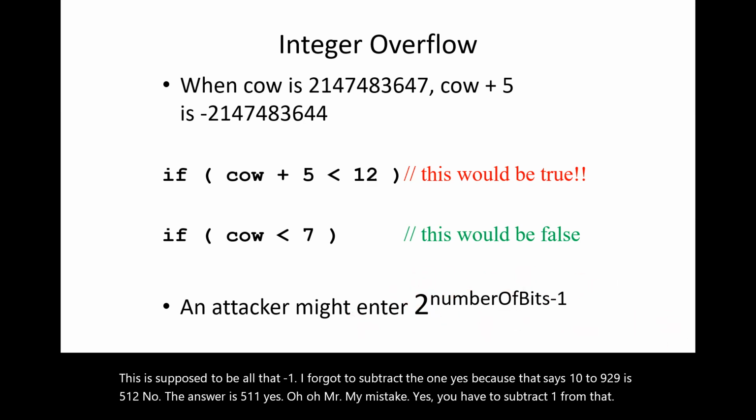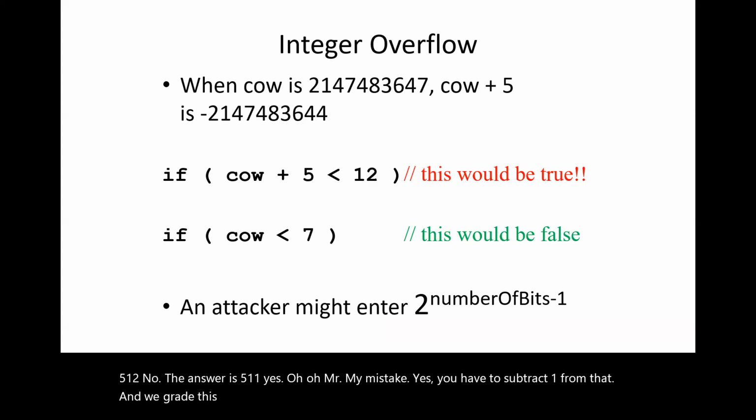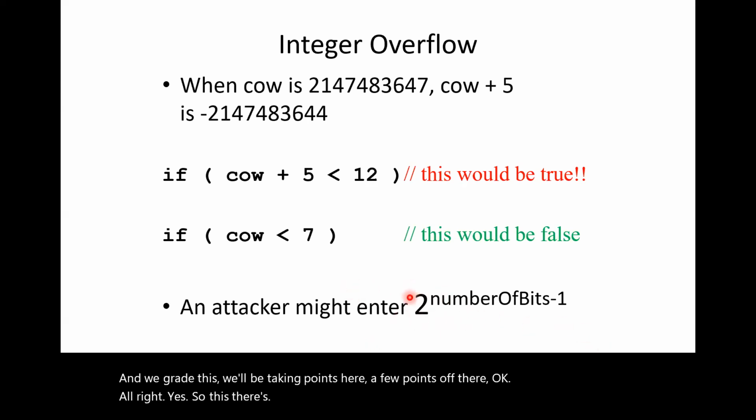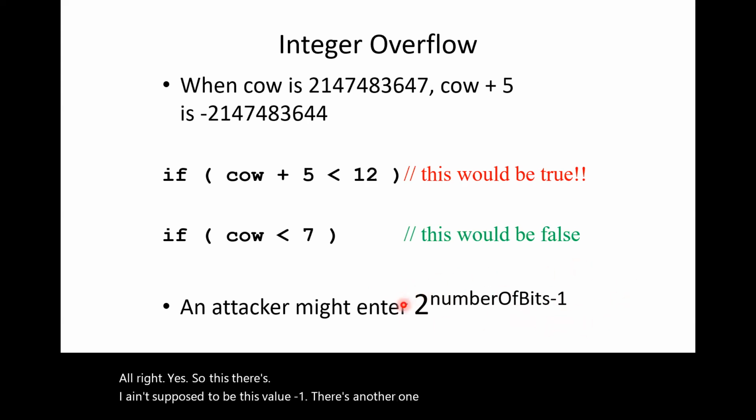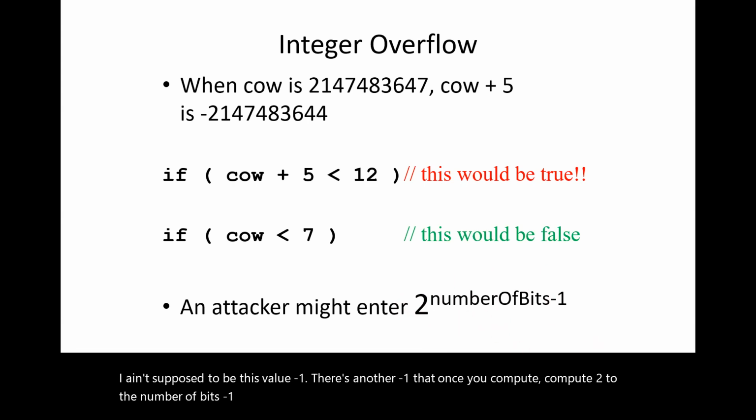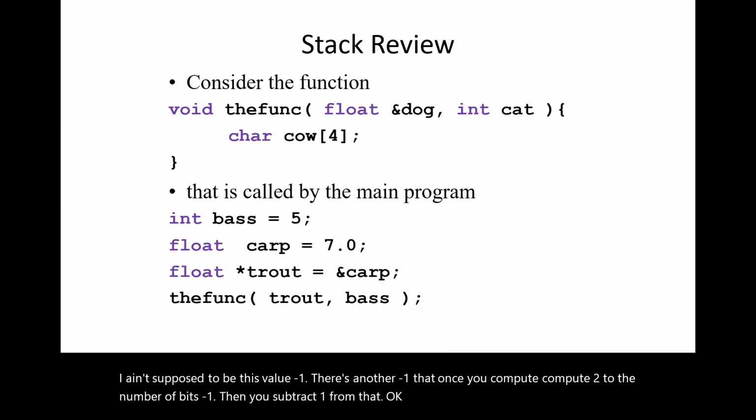And when we grade this, we'll be taking little points here, a few points off there. Okay, yes, so this is wrong. It's supposed to be this value minus 1. There's another minus 1. So once you compute 2 to the number of bits minus 1, then you subtract 1 from that. Okay.